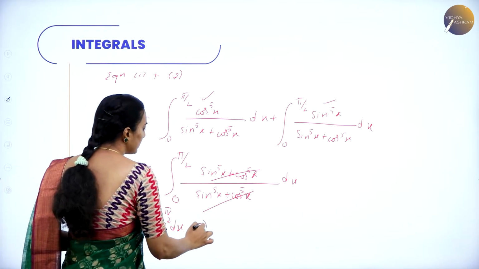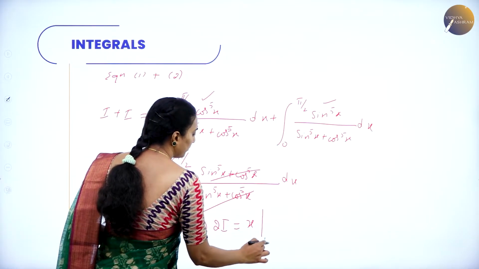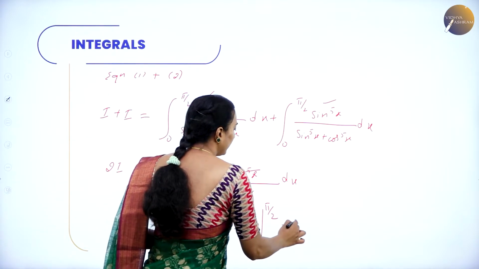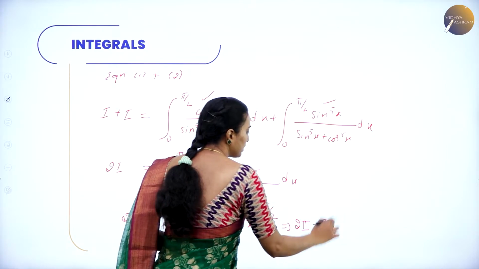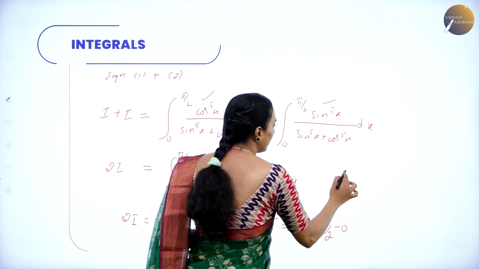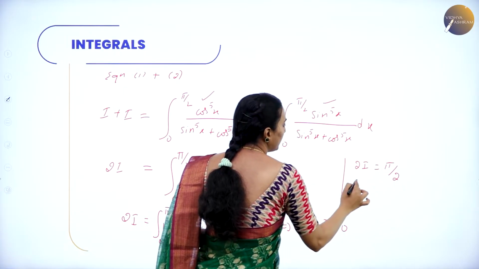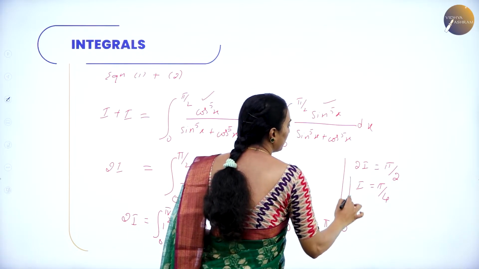Which implies that 2I is equal to the integral of 1 into dx, which is x, from the limit 0 to pi by 2. Apply the upper limit and the lower limit. You get 2I is equal to pi by 2 minus 0, which is pi by 2 only. So 2I is equal to pi by 2. Dividing by 2, I is equal to pi by 2 into 1 by 2, which is nothing but pi by 4.